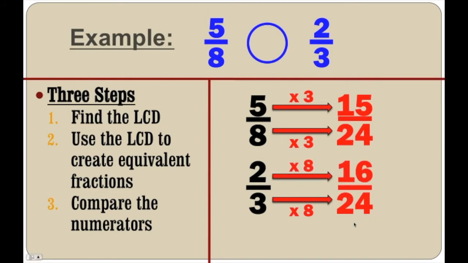So now we've created our equivalent fractions, and we can go to step 3, which is just to compare the numerators, the top of the fractions. So here we have 15 and 16. Now remember, 5/8 is represented by this, 2/3 is represented by this. So we know 15 over 24 is less than 16 over 24. So that means that 5/8 is less than 2/3. Because 15 over 24 is less than 16 over 24.